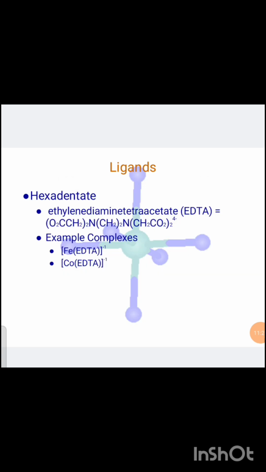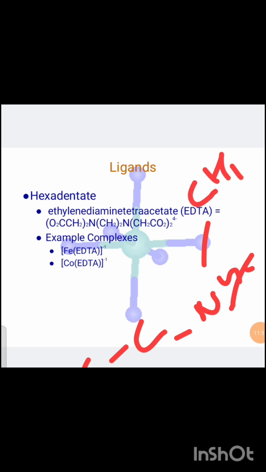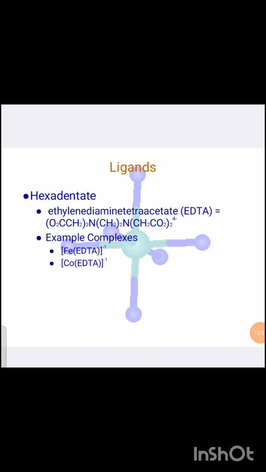Next one, the hexadentate ligand, which can donate 6 lone pairs of electrons to the central metal. It is ethylene diamine tetraacetate, EDTA. Ethylene means 2 carbons, diamine means NH2, and tetraacetate means that if you replace 2 hydrogens from acetate, you get CH2 CO minus. There are four CH2 CO minus groups, and together they form ethylene diamine tetraacetate. So the examples of complexes look like that.